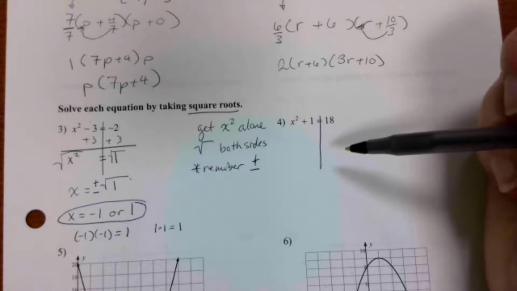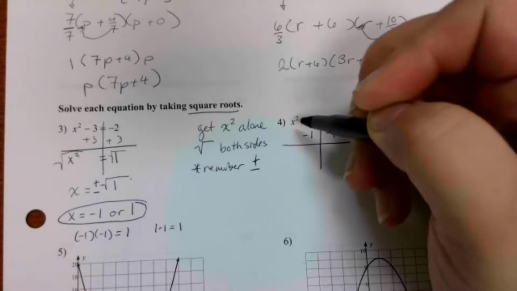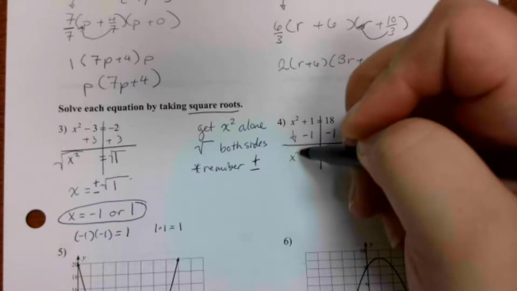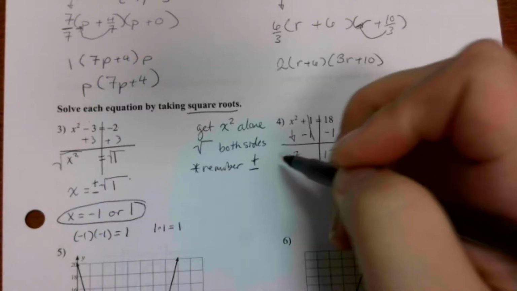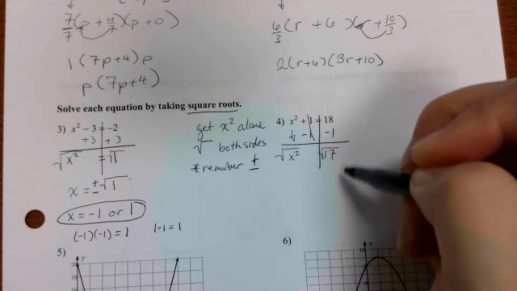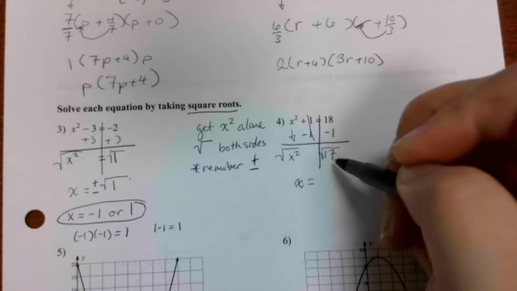Again, we're going to get the x squared by itself. Minus 1, minus 1. Going to take the x squared down. I'm getting 17. Square root both sides. Now this does not reduce. This side does. But 17 is prime.